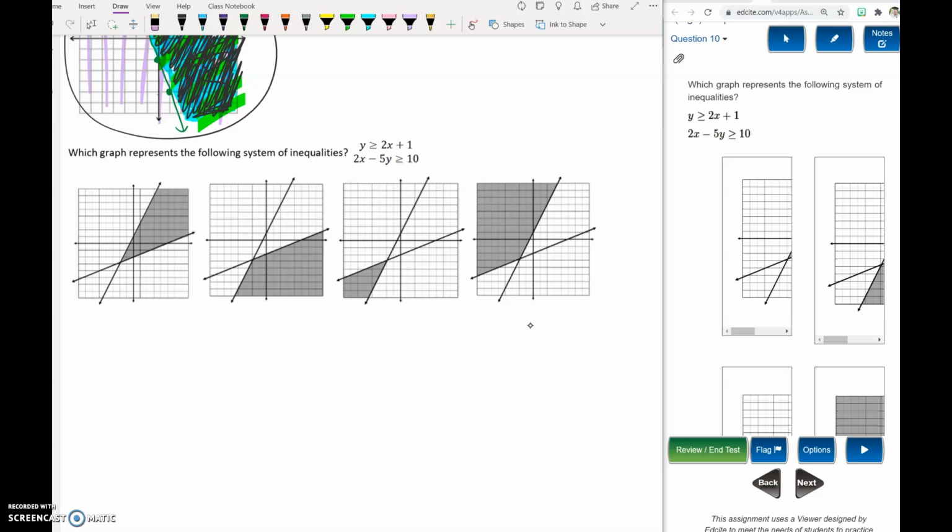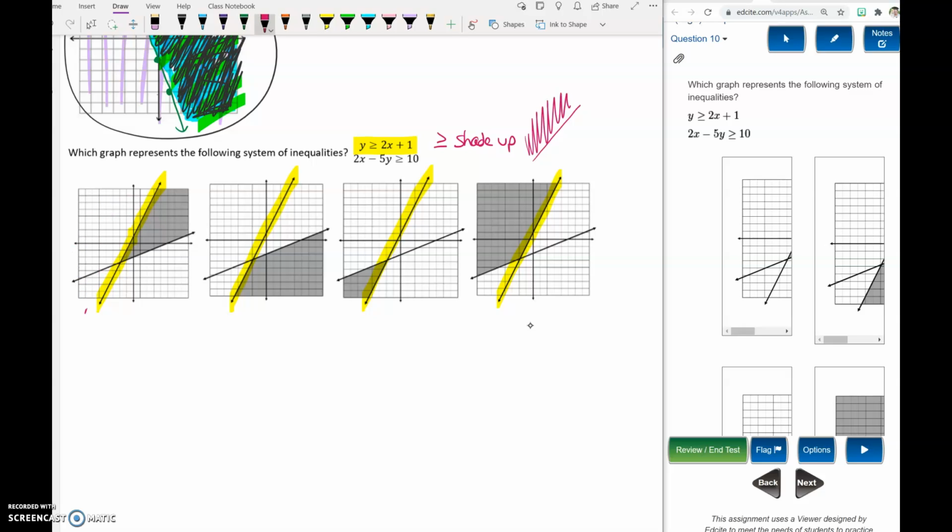So I'm going to start by focusing on this line. This is the one that starts at 1 on the y-axis. That would be this line. And it's a greater than or equal to, so it should be shaded up. So if this is my line, it needs to be shaded up. That means this region or this region, somewhere up here, would be the final solution area.